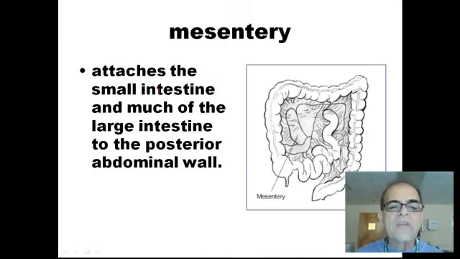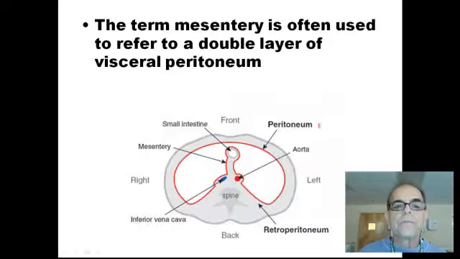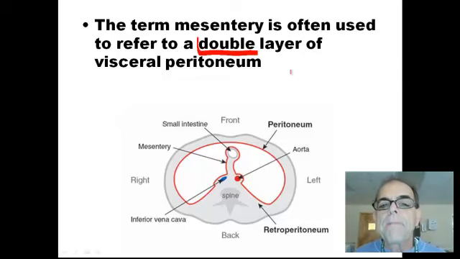Mesentery attaches the small intestine and much of the large intestine to the posterior abdominal wall. This is the mesentery, this area that is here around the bowel. This area anchors the bowel and the colon, and also lets the arteries and nerves go through. The term mesentery is often used to refer to a double layer, exactly like pleura, exactly like pericardium, of visceral peritoneum.